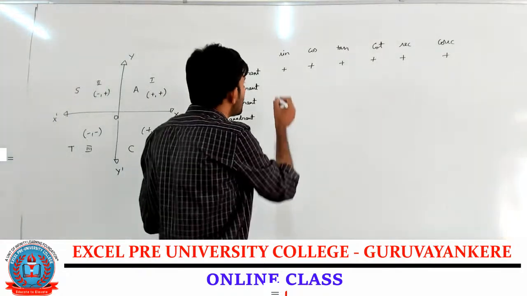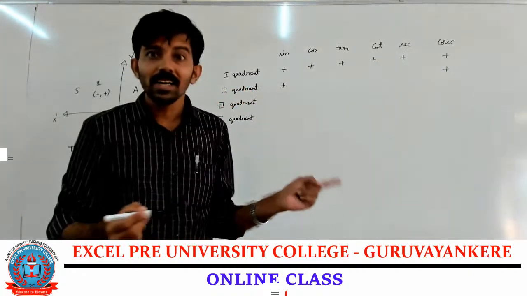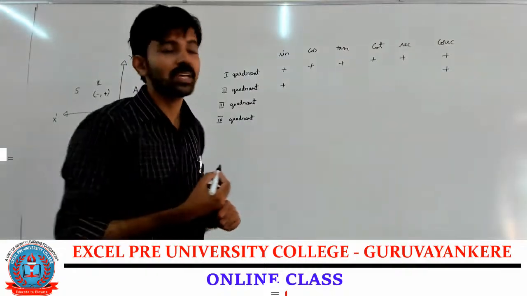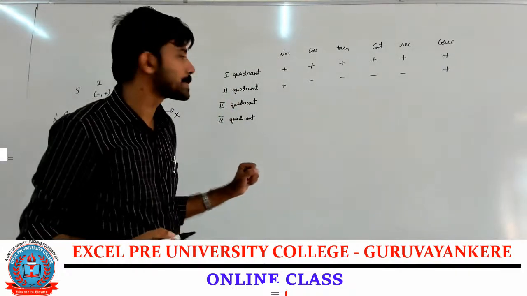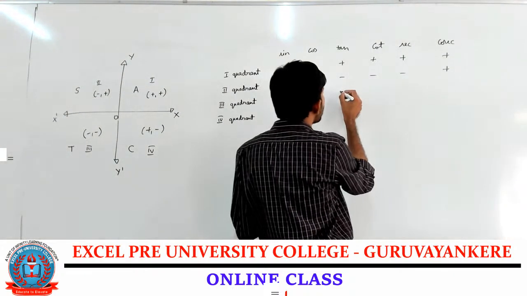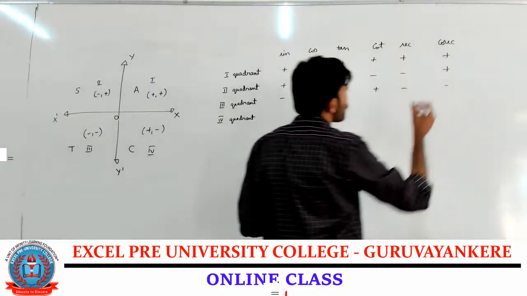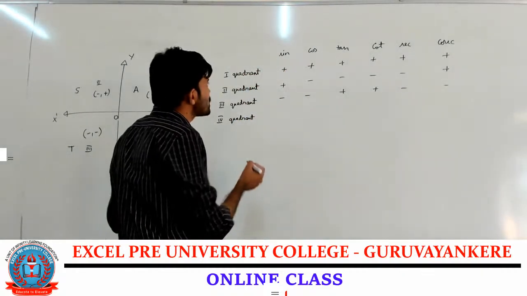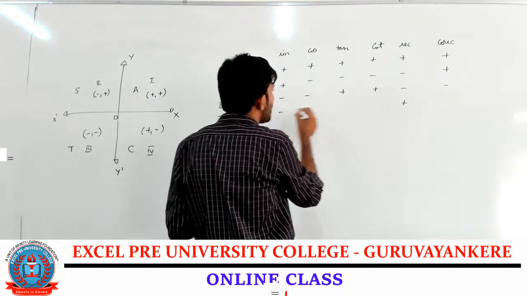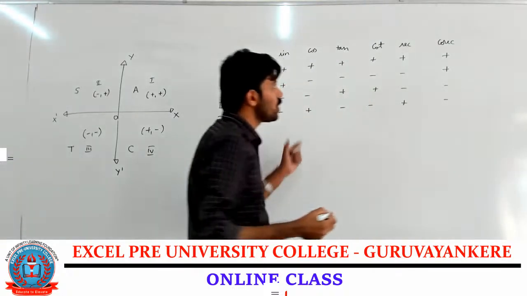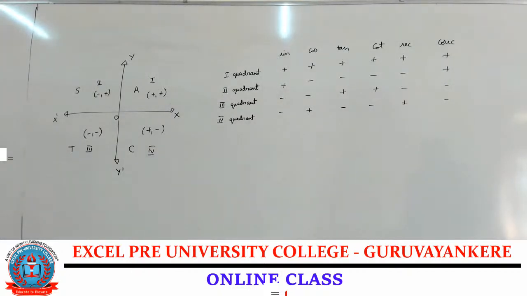In the second quadrant, sine and the reciprocal of sine, cosec, are positive. Remaining are negative. Third quadrant, tan and cot are positive. Remaining are negative. In the fourth quadrant, cos and the reciprocal of cos, sec, are positive. Remaining are negative. You must know all these things: signs of various trigonometric functions.